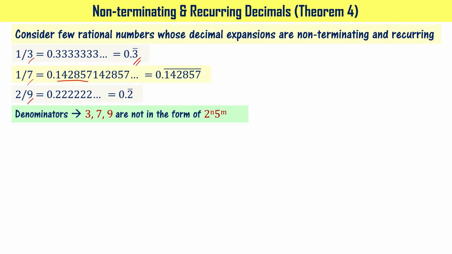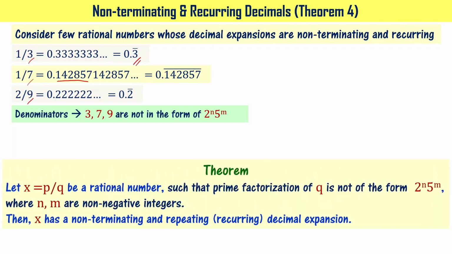So we can now write the theorem on this. It says that let x equal to p by q be a rational number such that prime factorization of q is not of the form 2 power n, 5 power m, where n and m are non-negative integers. Then x has a non-terminating and repeating decimal expansion. If prime factorization of q, that is denominator, is not in the form of 2 power n, 5 power m, then the rational number x is going to have non-terminating and repeating decimal expansion. I hope you understood this.